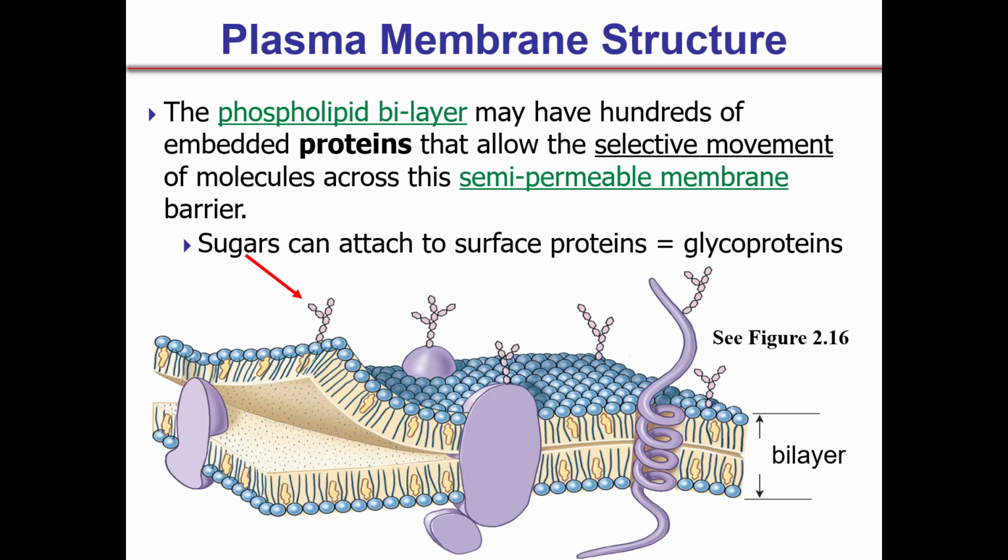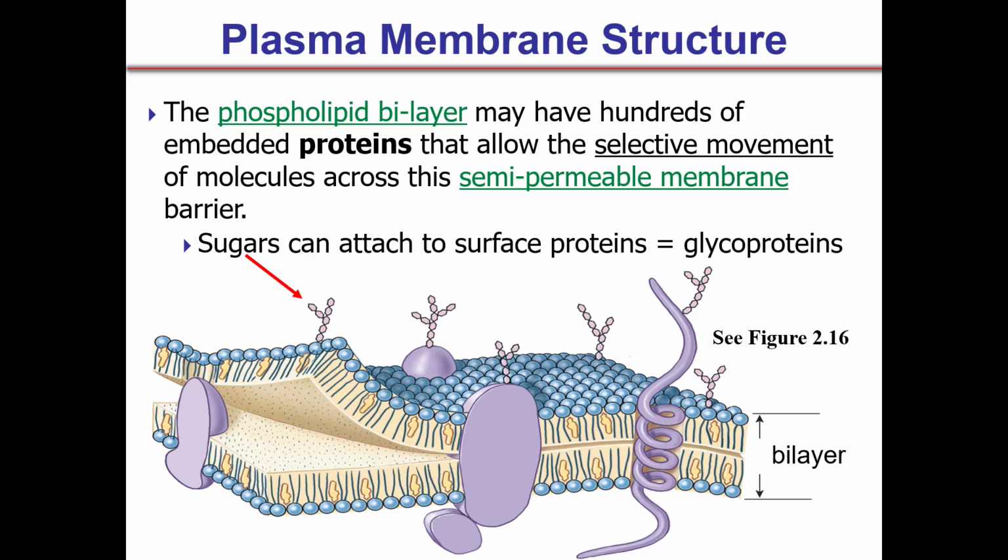Now, these large purple molecules are proteins. They add function to the membrane. So now you're not just floating around in water. Proteins embedded in the membrane add function. And some of these proteins have sugars attached to them. So the red arrow is pointing to a chain of sugars being presented on the outside of the cell.